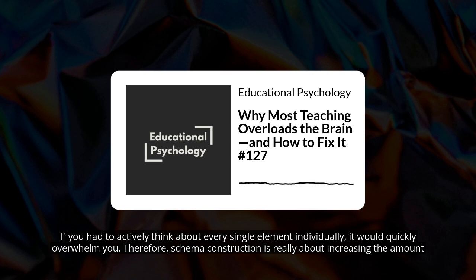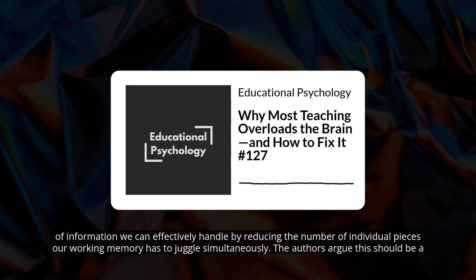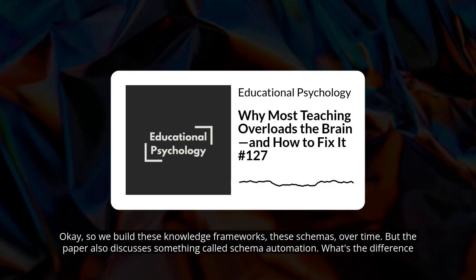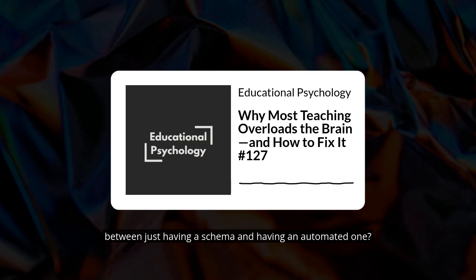Therefore, schema construction is really about increasing the amount of information we can effectively handle by reducing the number of individual pieces our working memory has to juggle simultaneously. The authors argue this should be a primary aim of education and training. Okay, so we build these knowledge frameworks, these schemas, over time, but the paper also discusses something called schema automation. What's the difference between just having a schema and having an automated one?